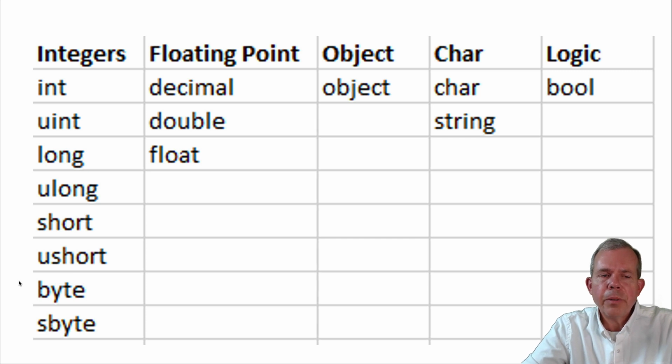So in the first column, you find what's called integer values. So these are whole numbers. So int. So uint is an unsigned integer. So only positive numbers can be stored in a uint. So you can see the rest of them are longs, shorts, and bytes and things like that.